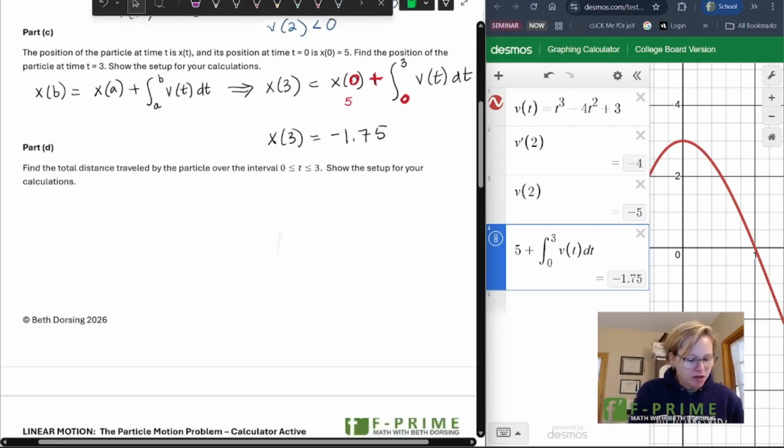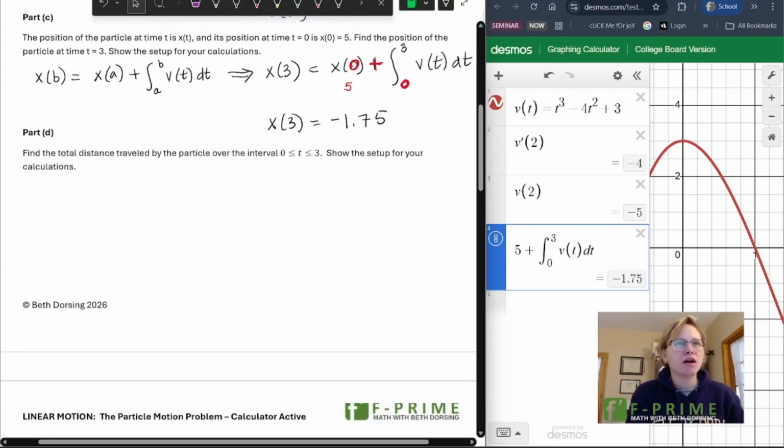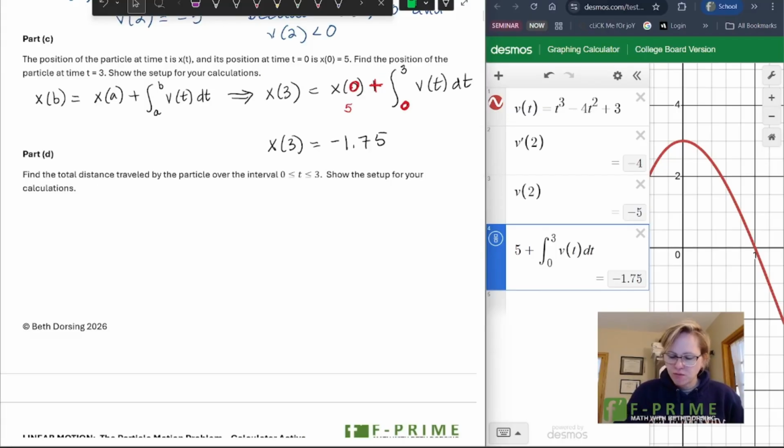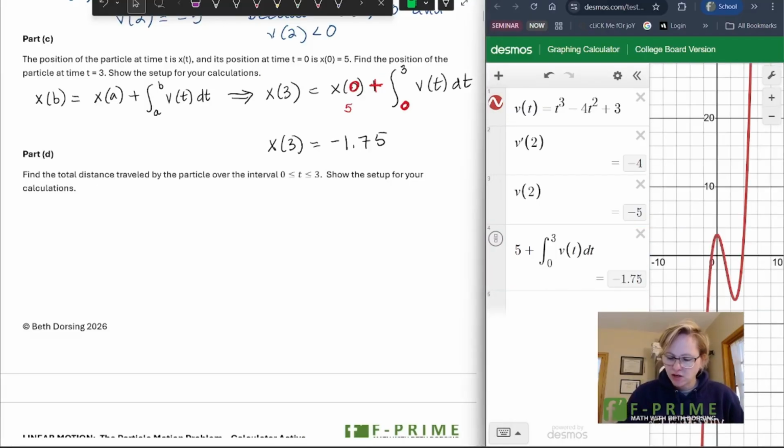So now the last part here, part D, says find the total distance traveled by the particle over this interval 0 to 3. We're going to show the setup. So now total distance, here's what's happening. If I go back and look at what's going on with my graph, sometimes my velocity is above the x-axis and sometimes it's below. And when it's above, we're moving in the right direction, and when we're below, we're moving in the other direction. And so what happens is your displacement just measures the difference between where you started and where you end. It doesn't measure where you've gone in between.